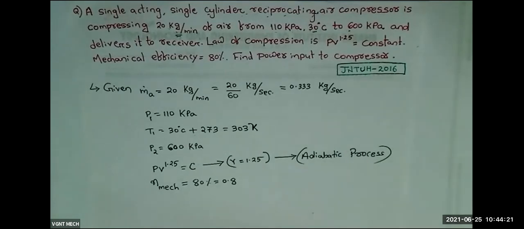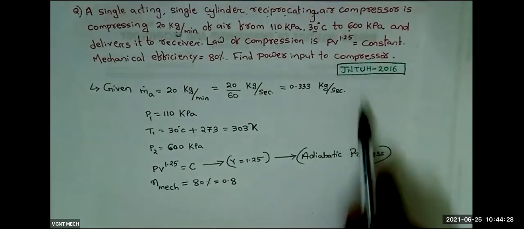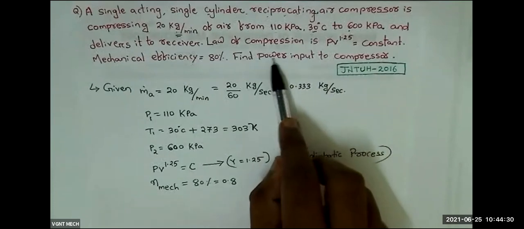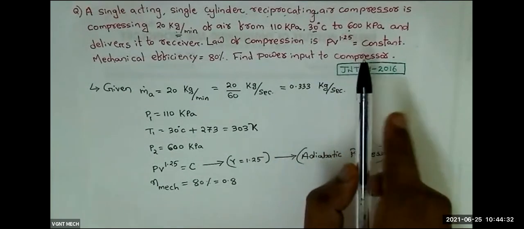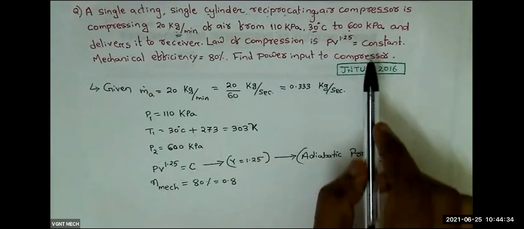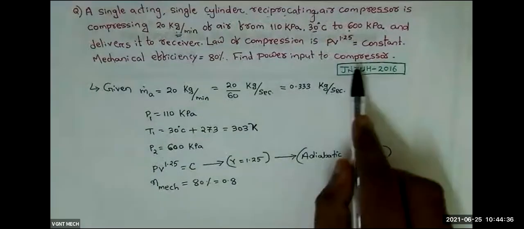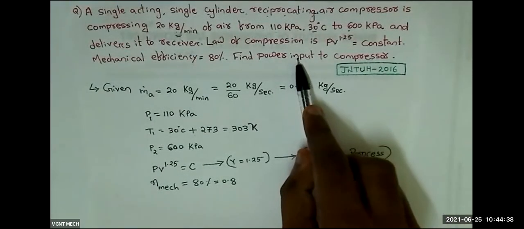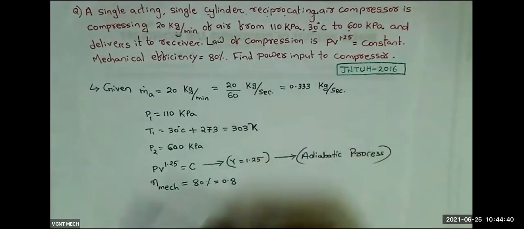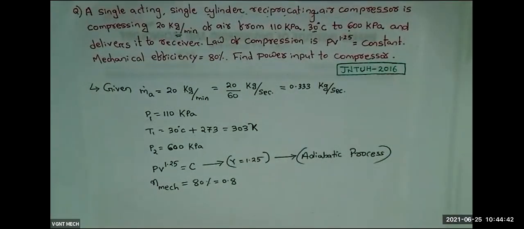Some say indicated power, some say brake power. It is not indicated power, it is brake power. If it is written power input to the engine, in the case of an IC engine, input power is indicated power, but in the case of a compressor, input power is brake power. Why is input power brake power? Because I have just explained.